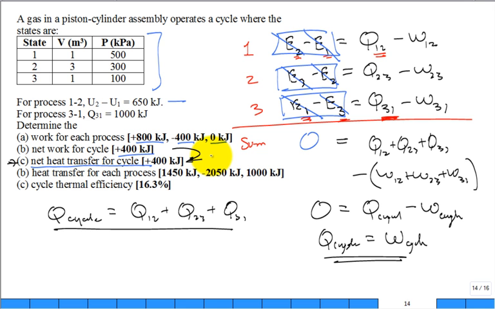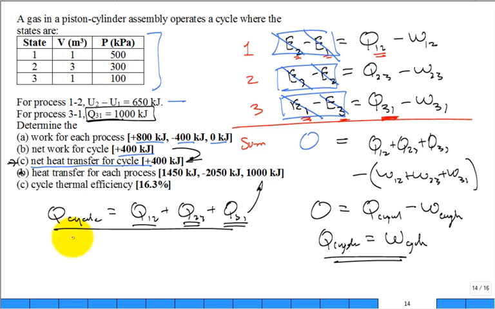Now, part D, sorry. What is the heat transfer for each process? So what is Q1 to 2? What is Q2 to 3? And what is Q3 to 1? Well, take a look. What information did they give us in the problem statement? That's always nice. They give you some information in the problem statement and ask you exactly the same information back. So for Q3 to 1, it's 1,000 kilojoules, boom.